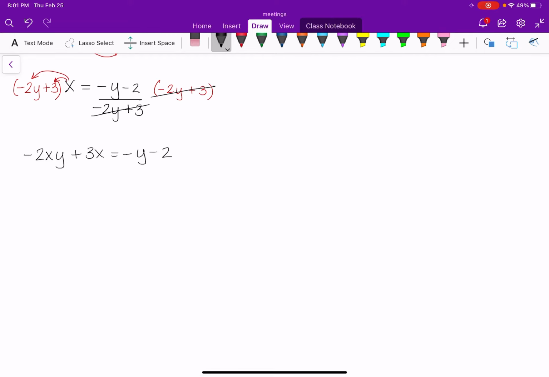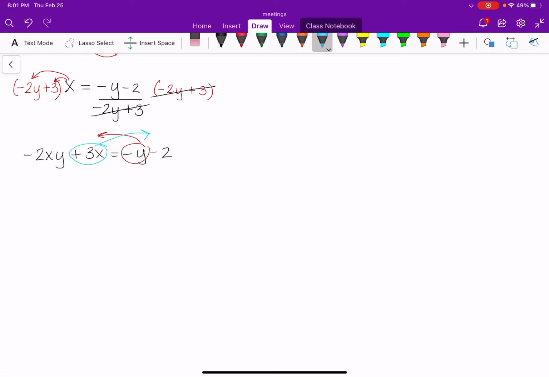So what we're going to have to do is move all of the y's to one side, preferably the left-hand side, although it really doesn't matter. And then we're going to move everything else that doesn't have a y over to the other side. So that means that this negative y needs to go this direction, and this positive 3x needs to go that direction. You can do this one piece at a time, or you can do them both at the same time.